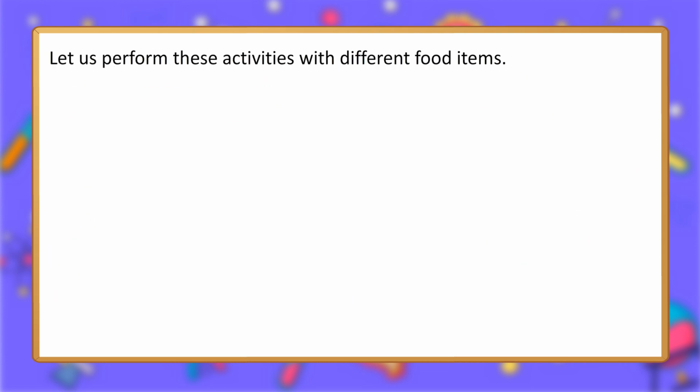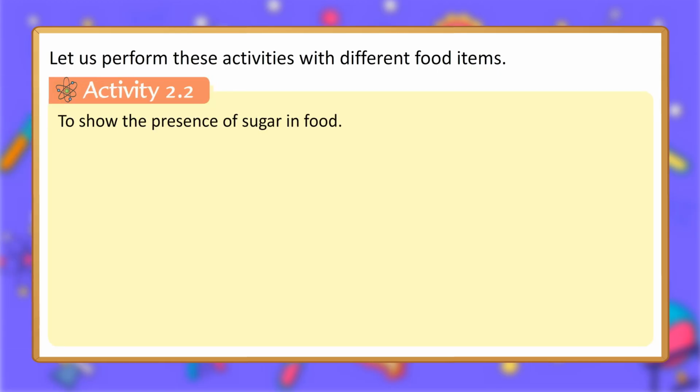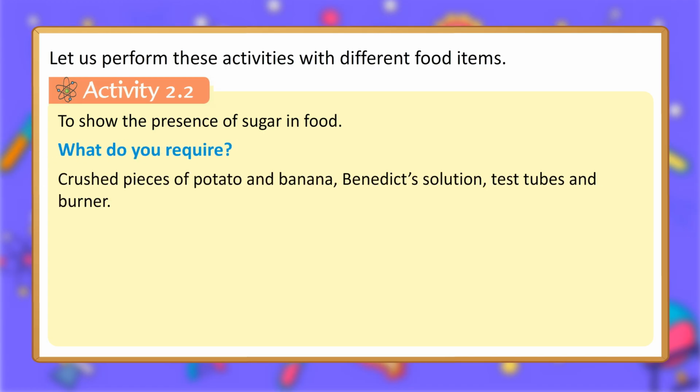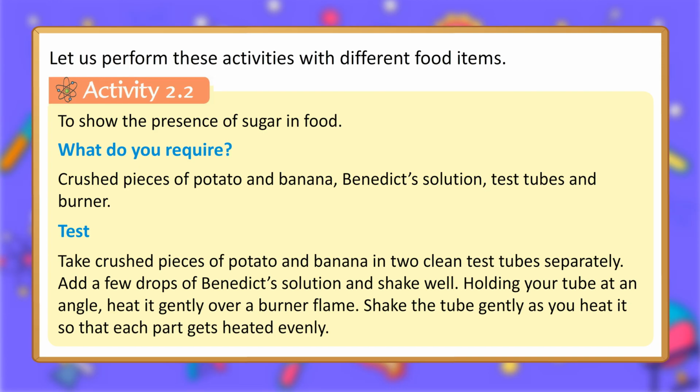Let us perform these activities with different food items. Activity 2.2. To show the presence of sugar in food. What do you require? Crushed pieces of potato and banana, Benedict solution, test tubes and burner. Test. Take crushed pieces of potato and banana in 2 clean test tubes separately.